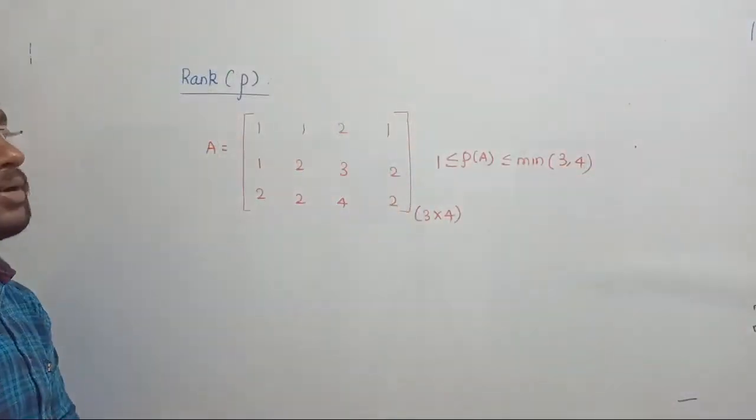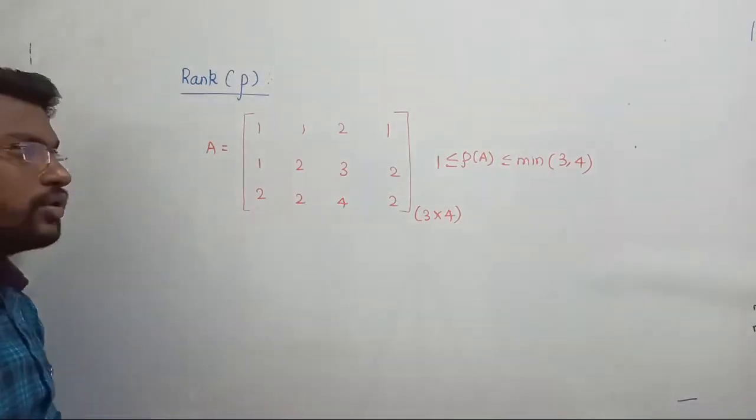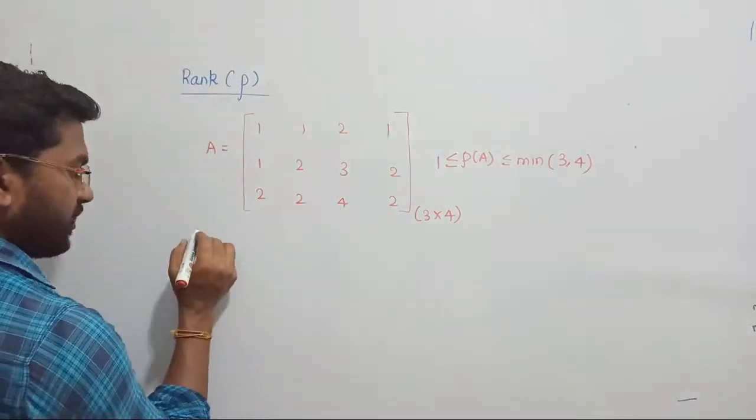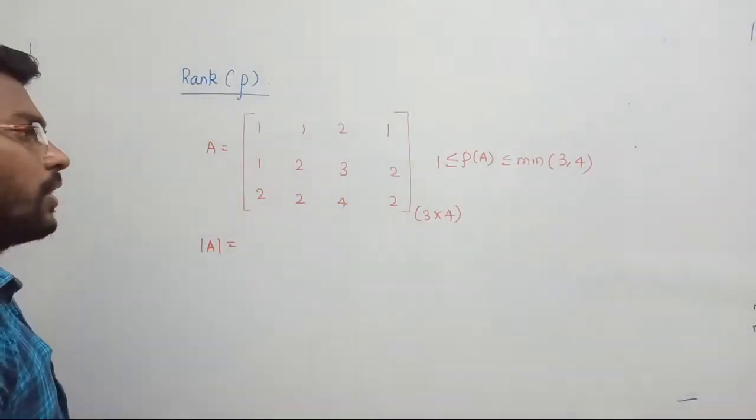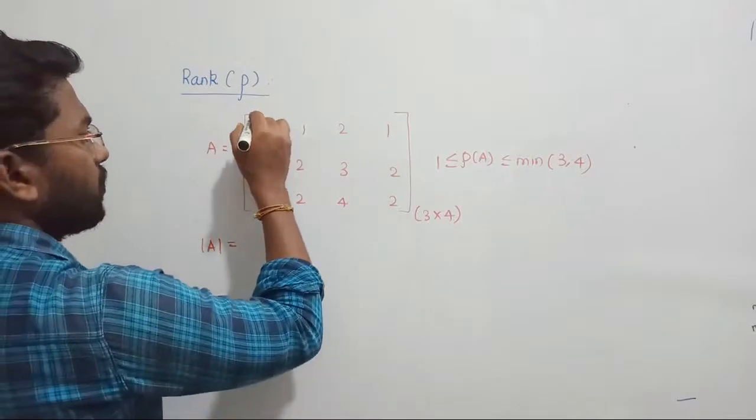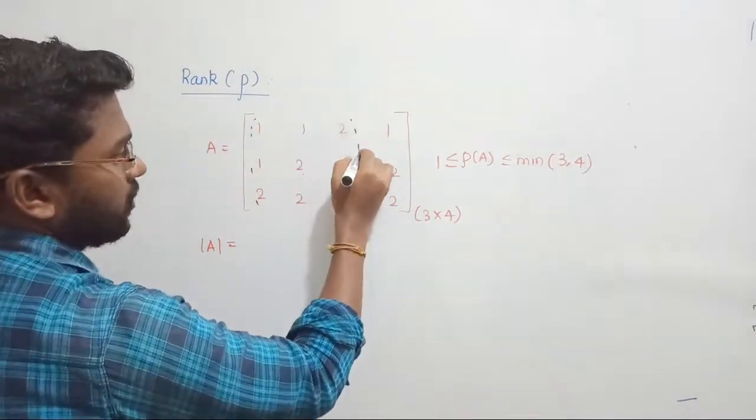That is the range of possibilities, but we don't know which is the correct one. We have to select the exact value, right? For that, I'm tracing: find out the maximum subsquare matrix. Maximum subsquare matrix again. Let us go ahead with this one.